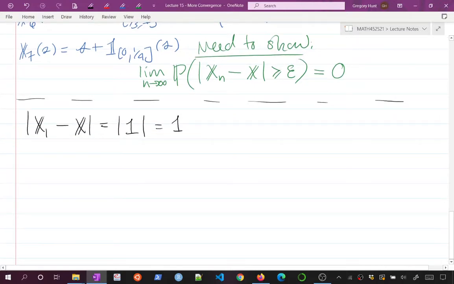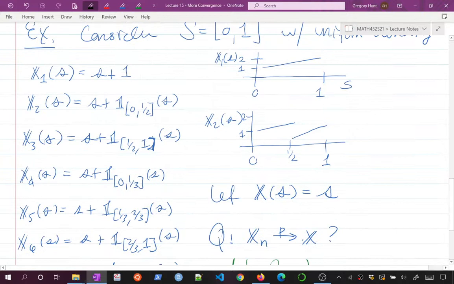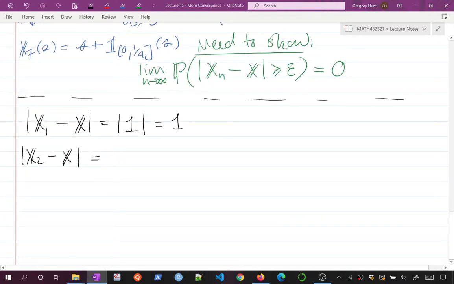Okay, let's look at x2 minus x. This is going to be s plus this indicator minus s. So I'm going to lose that s when I subtract off my x here. And this will be the indicator that I'm in 0 to 1/2. Of course, I don't need my absolute value bars because it's all positive. So this is just the indicator that I'm in 0 to 1/2.